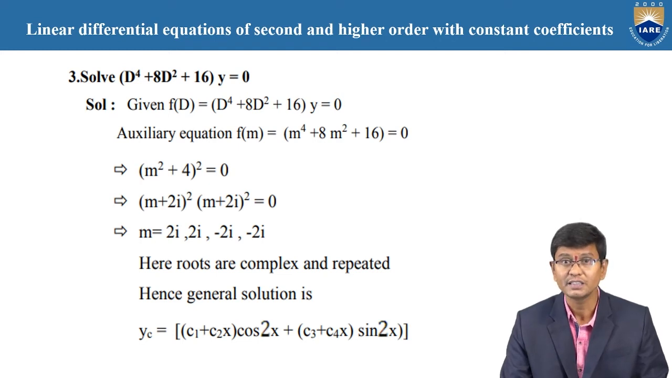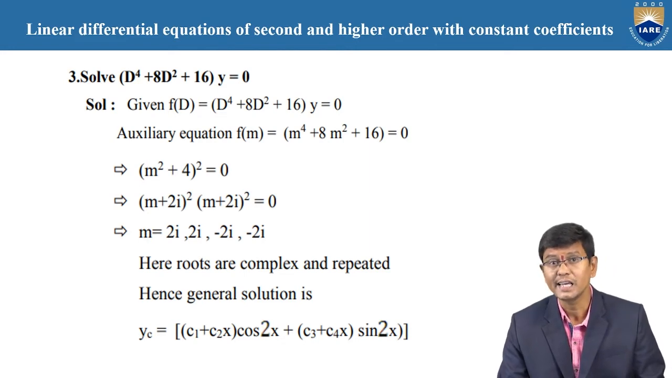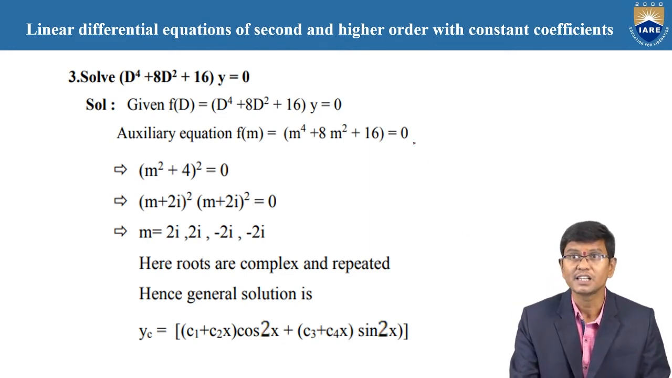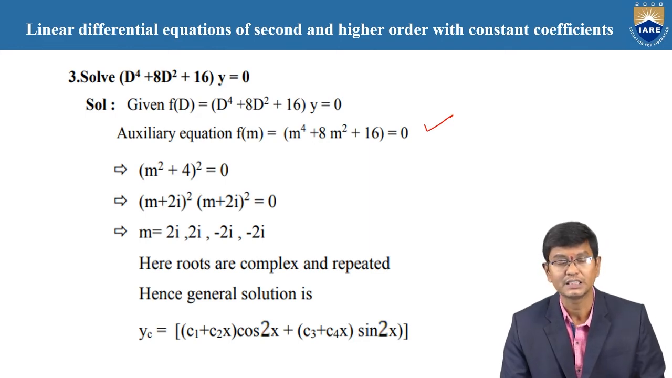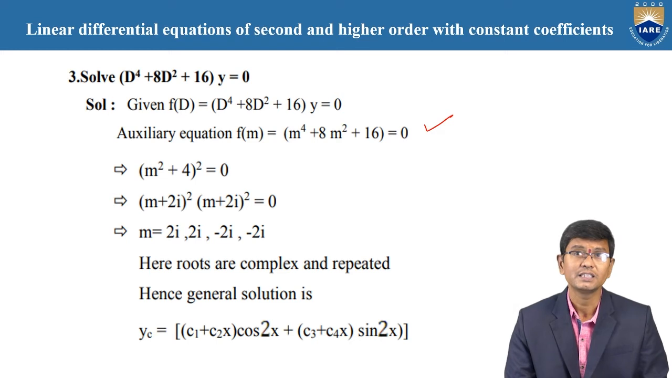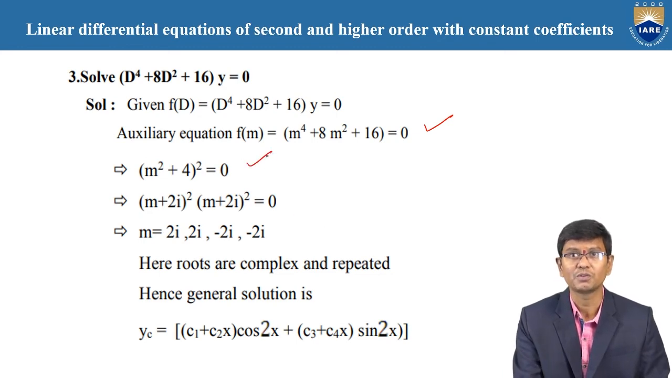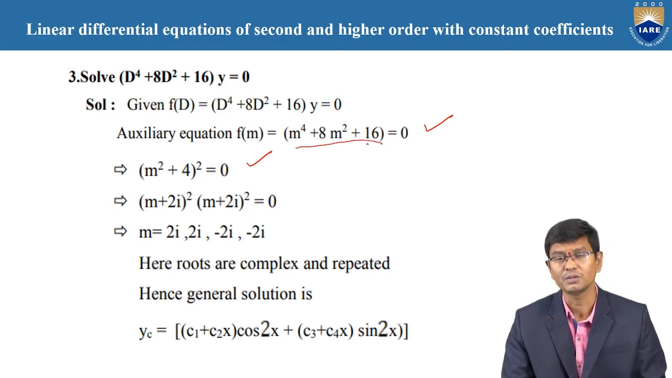Here also, the equation is in operator form. Now, we need to find the auxiliary equation. The auxiliary equation is obtained by reducing it to terms of m only. Therefore, by changing to m, that is m power 4 plus 8m square plus 16 is equal to 0. And here it is clear that there are 4 roots, and the equation is satisfied by m square plus 4 whole square is equal to 0. That means m square plus 4 whole square satisfies m power 4 plus 8m square plus 16 is equal to 0.